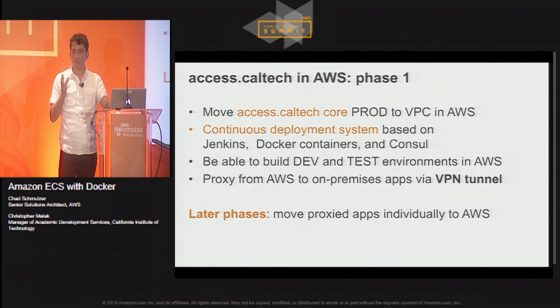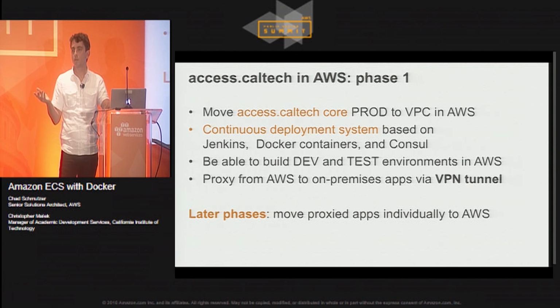So we have a VPC at AWS. We have a continuous deployment system based on Jenkins, Docker, and Consul, which is a service discovery service. We can build dev and test environments in other VPCs. And we're going to go through a VPN tunnel to get back to campus.